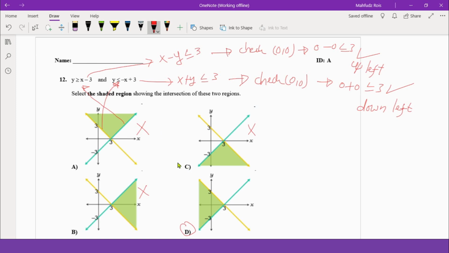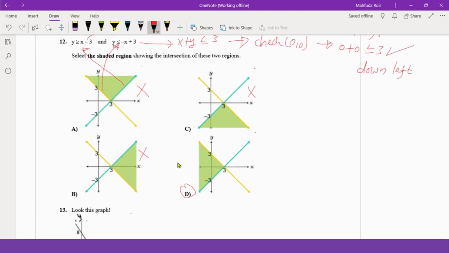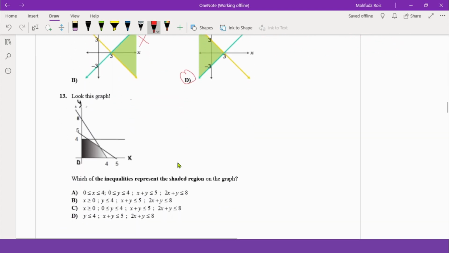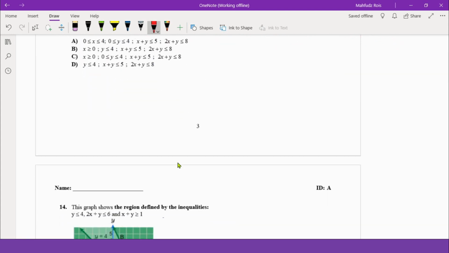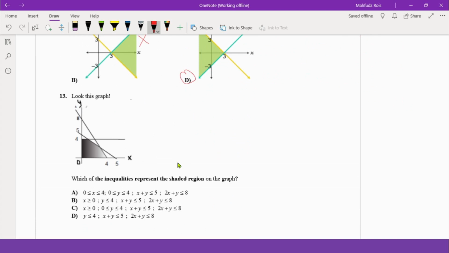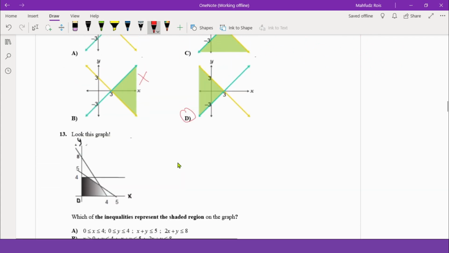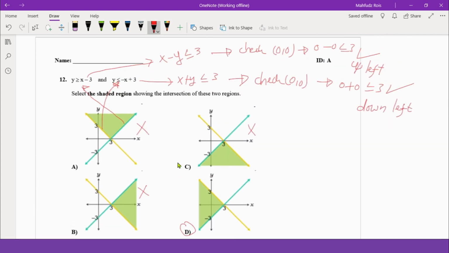This one is not easy. You need to understand the region in a plane. So the next one will be in the next video.